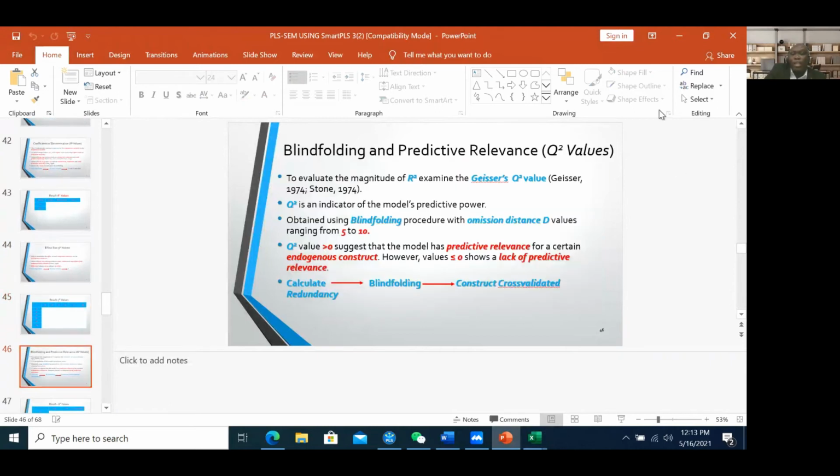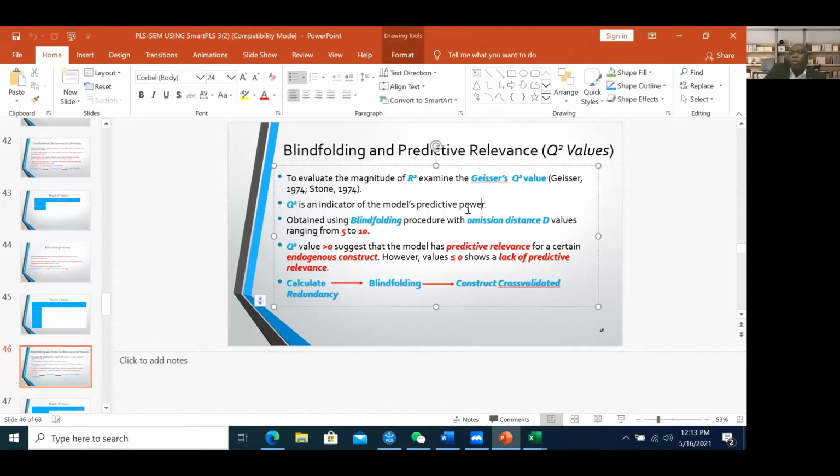So the next indicator we are going to look at for assessing the predictive relevance is the Q square. The Q square basically is to evaluate the magnitude of the R square that we have examined earlier. Q square is an indicator of the model's predictive power. Now, please note, this predictive power is not for the entire model. It's only for the in-sample. So if you want to assess the predictive power of the out-of-sample, you use what we call the PLS Predict.